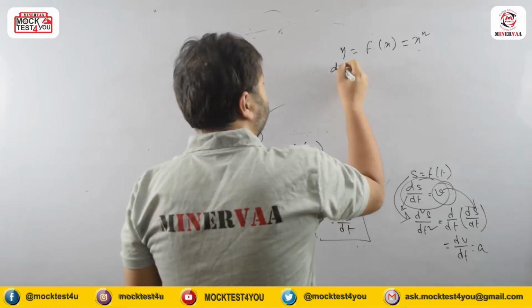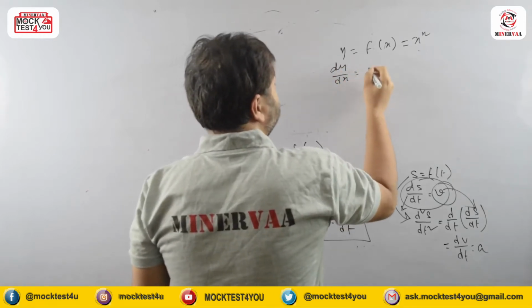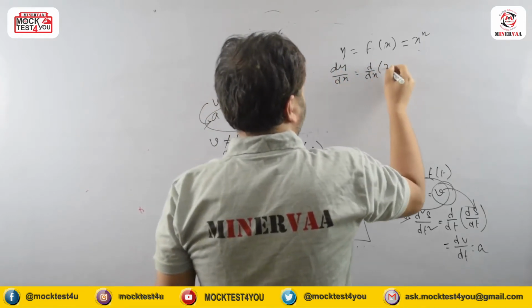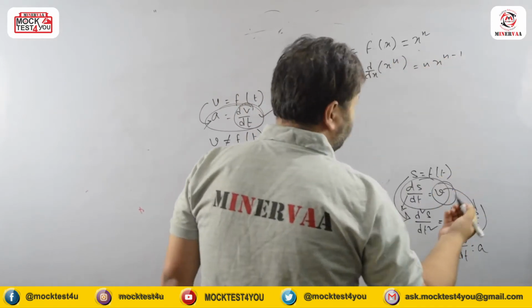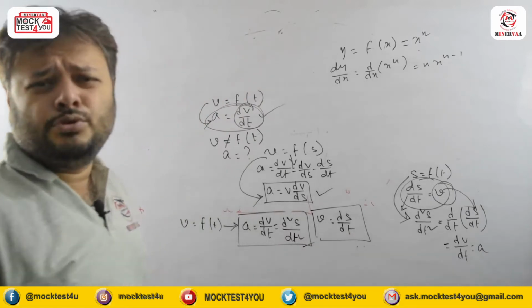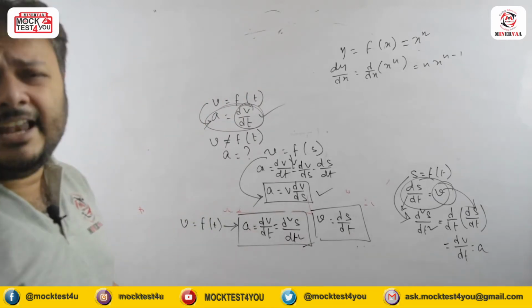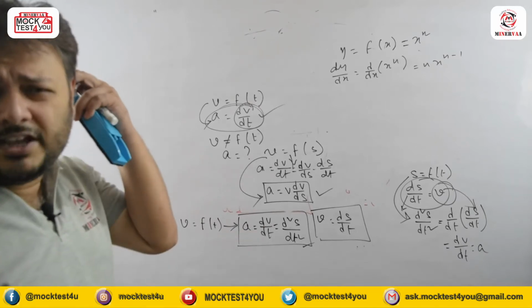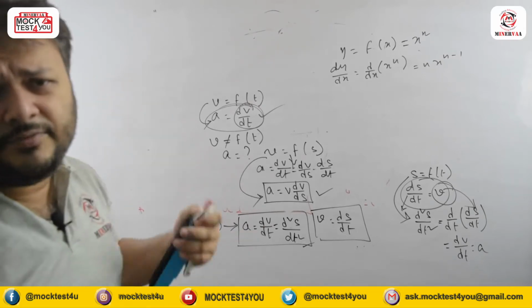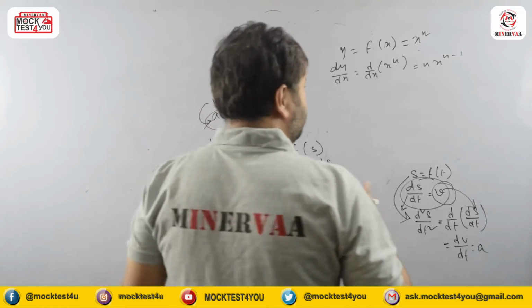So definitely if I differentiate it, dy/dx, that should be d/dx of x to the power n. So it has to be n x to the power n minus 1, and you do not need to know anything about the details of how this calculus formula came, because you have studied it in maths. We are just recapitulating because it is relevant in physics and equally important.